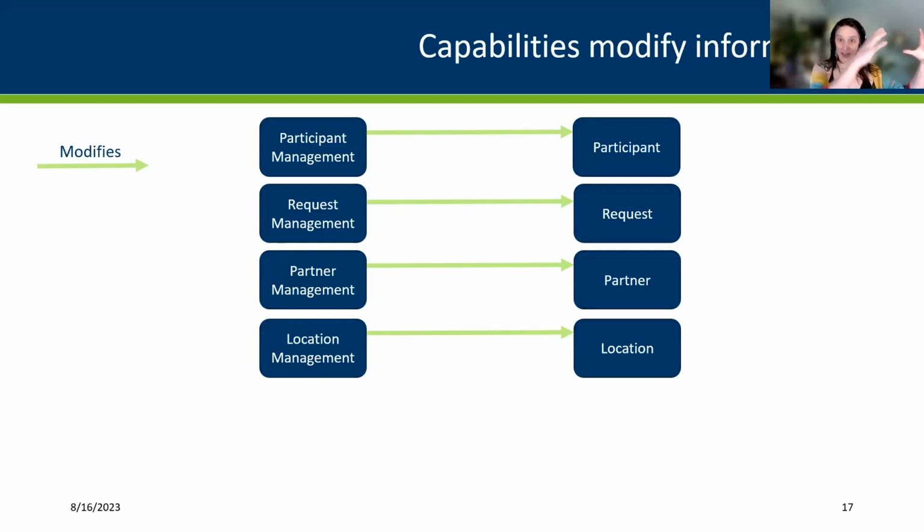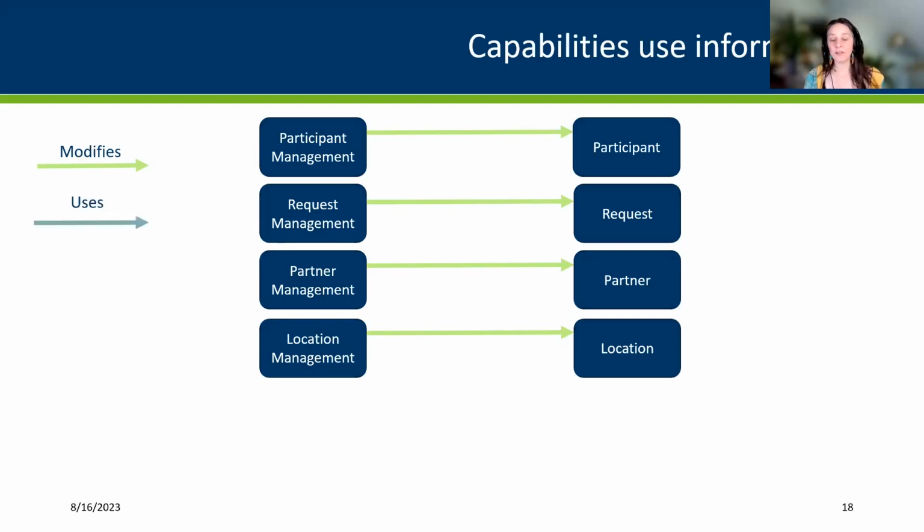And we can get that request to someone who has the capability of participant establishment so that they can check for a record of that person and create one if it doesn't exist, or look for differences between the records and update what's there. But the request management capability itself isn't going to touch that information, just get it to where it needs to go. Capabilities also use information, and this is more liberal. Capabilities often rely on other business objects or information about them to do their work.